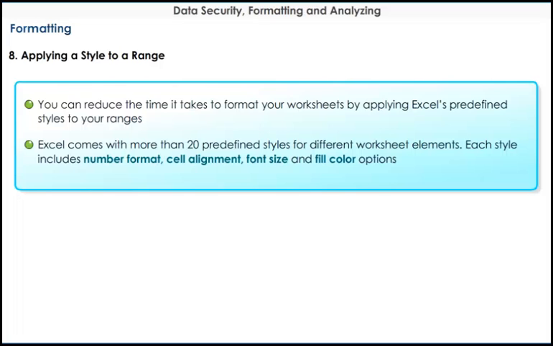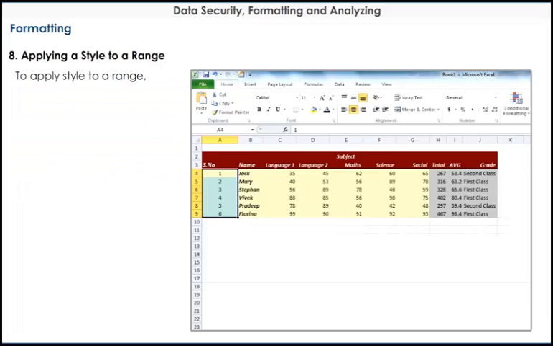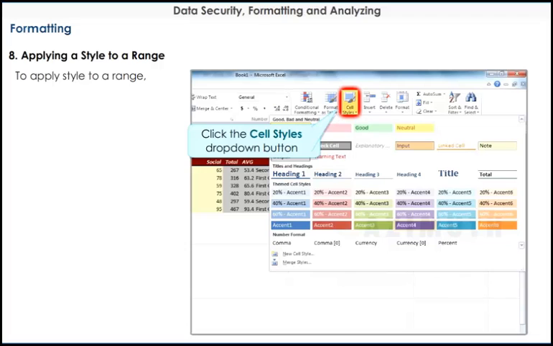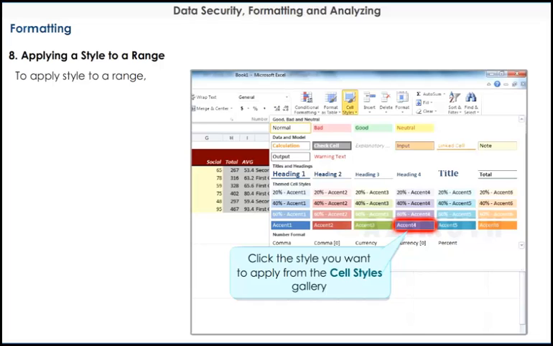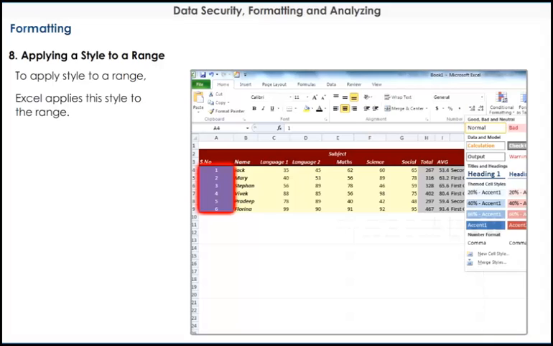To apply a style to a range, select the range you want to format. Click the Home tab. Click the Cell Styles drop-down button. This will open the Cell Styles gallery. Click the style you want to apply from the Cell Styles gallery. Excel applies this style to the range.